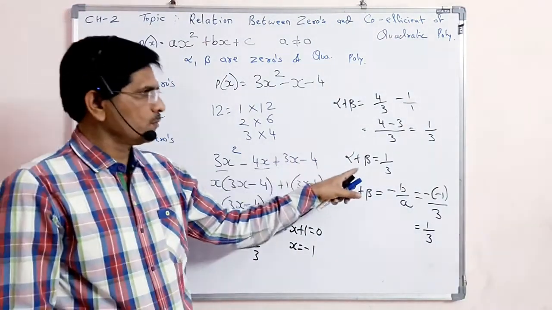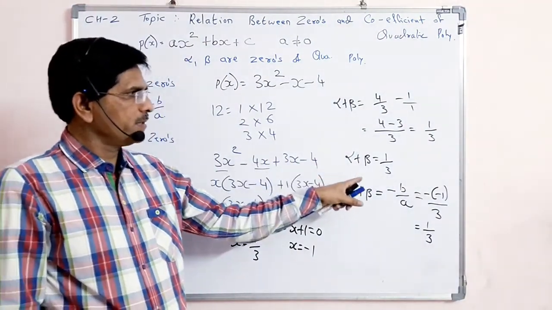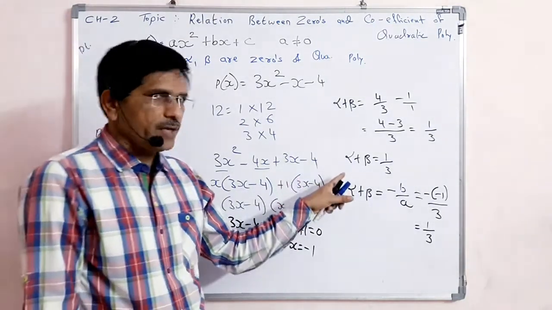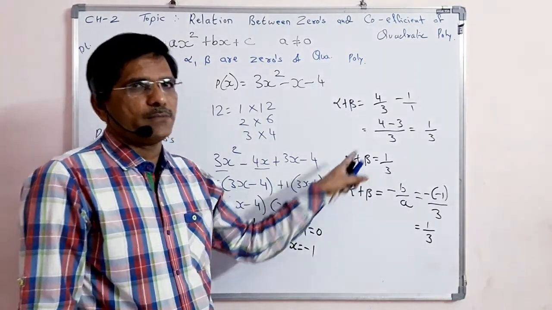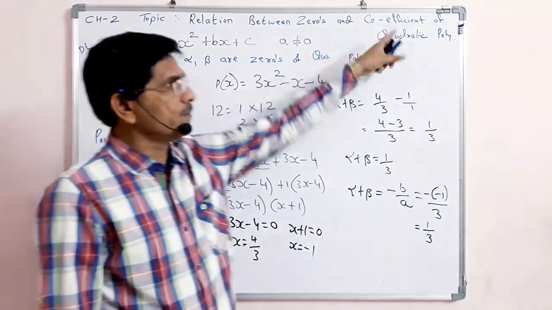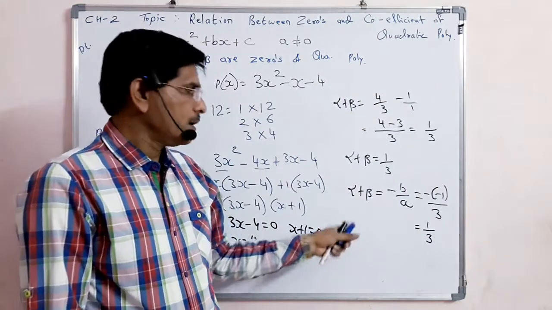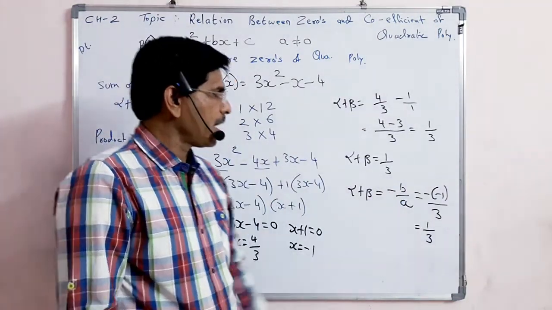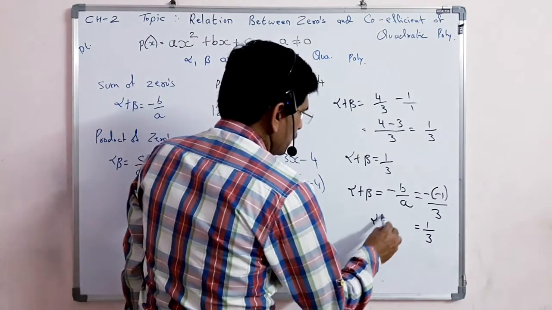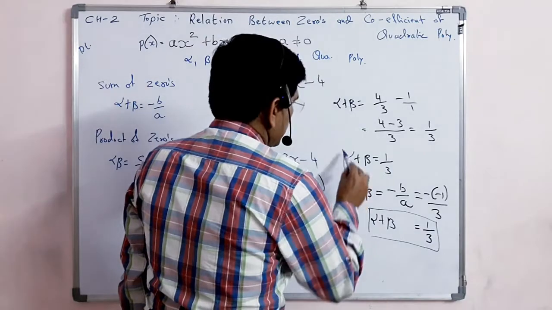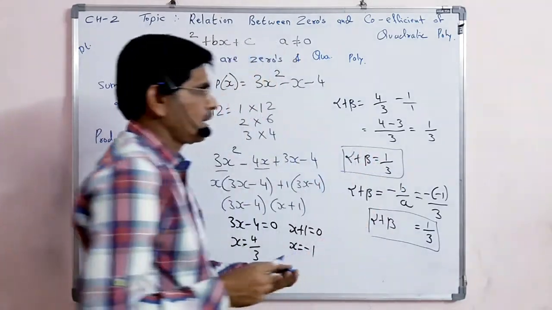So we have found the zeros, and the sum of zeros, alpha plus beta, is 4 by 3 minus 1. If we simplify it, we get alpha plus beta equal to 1 by 3. And by using the coefficients of the quadratic polynomial, alpha plus beta equal to minus b by a is again 1 by 3. So if you compare these, we get the same answer.